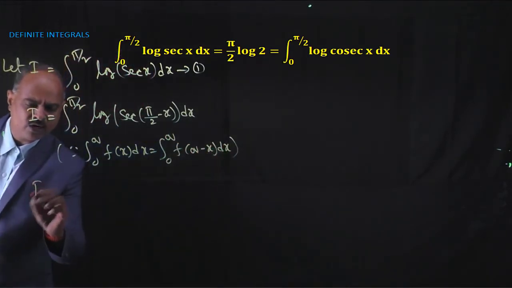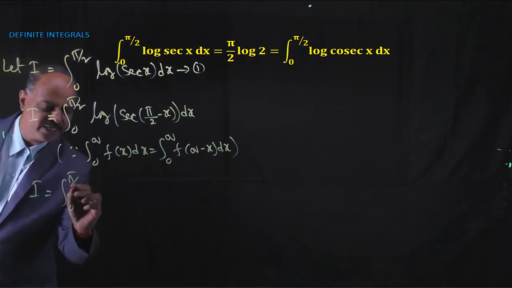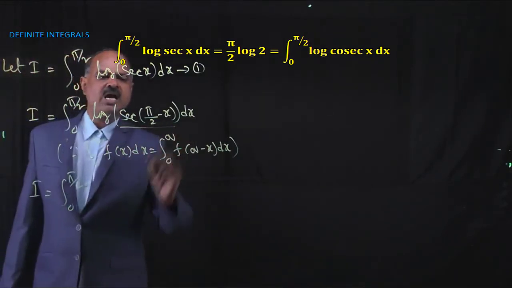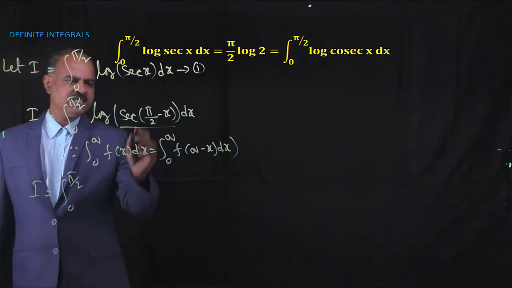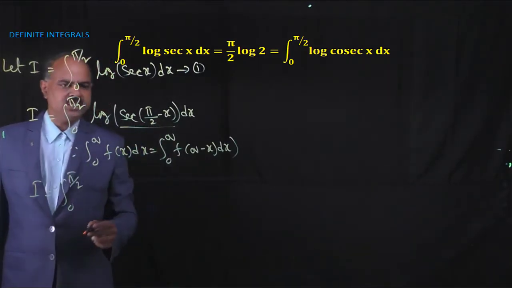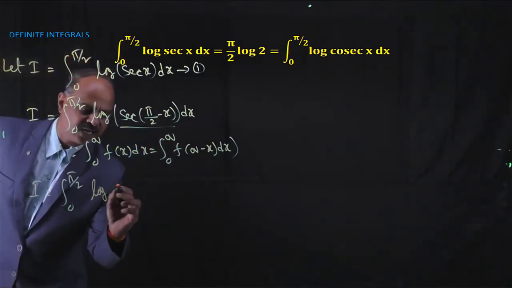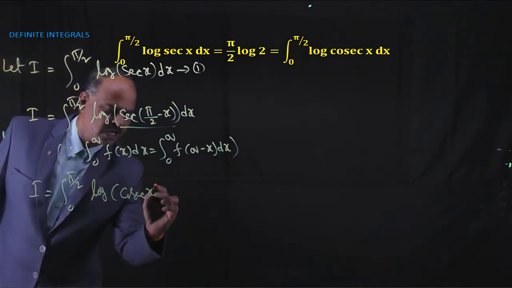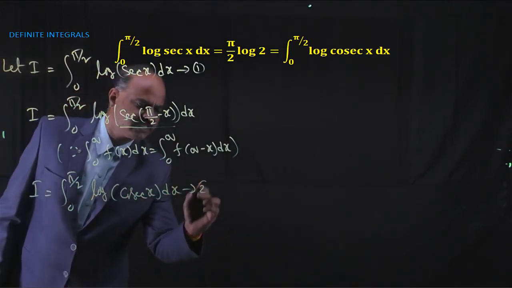So I equals integral 0 to pi by 2 of log of secant of (pi by 2 minus x) dx. Secant of (pi by 2 minus x) equals cosecant x. So here, log of cosecant x dx. This is equation number 2.